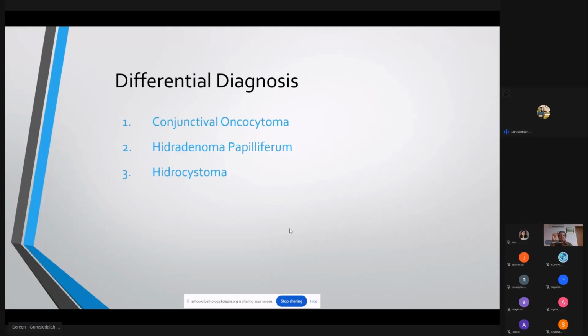each of the differentials. For conjunctival oncocytoma, the epidemiological factors like the elderly age and the female preponderance go in favor of it, along with histological features such as a well circumscribed lesion, and oncocytes which are columnar cells with finely granular eosinophilic cytoplasm and round nuclei. A few cells also have a single nucleolus, as seen.